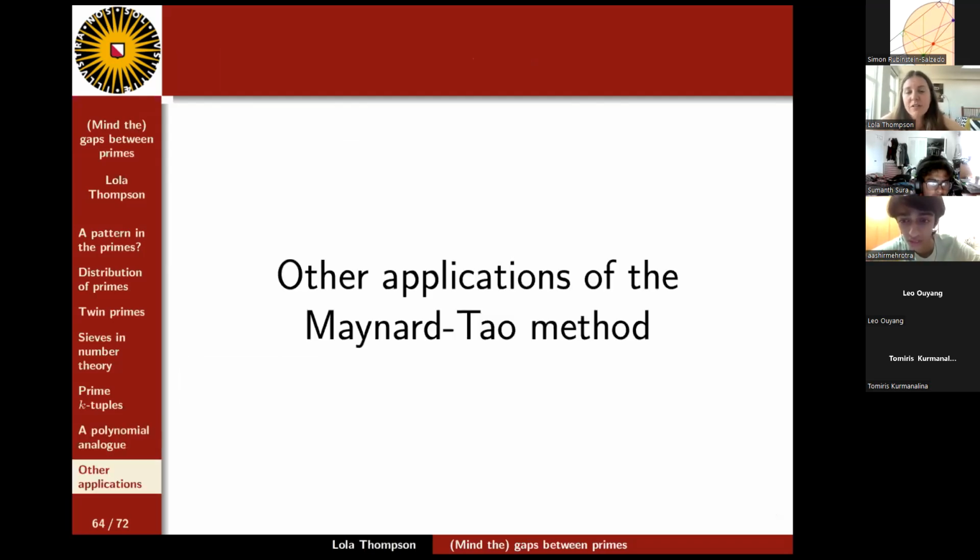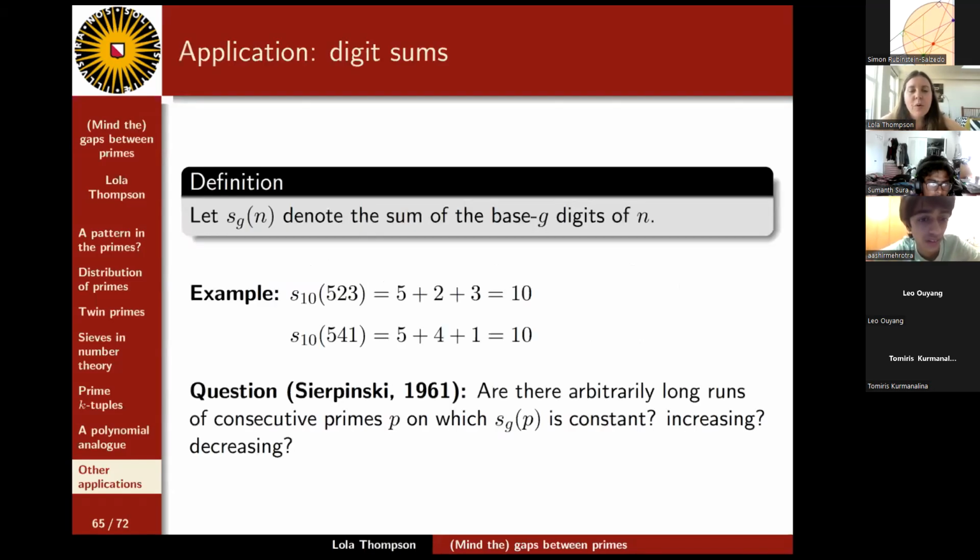Another application of the Maynard-Tao method that I want to talk to you about, I'll introduce the problem and then I'll tell you what we're able to do. We will let S_g(n) denote the sum of the base g digits of an integer n.